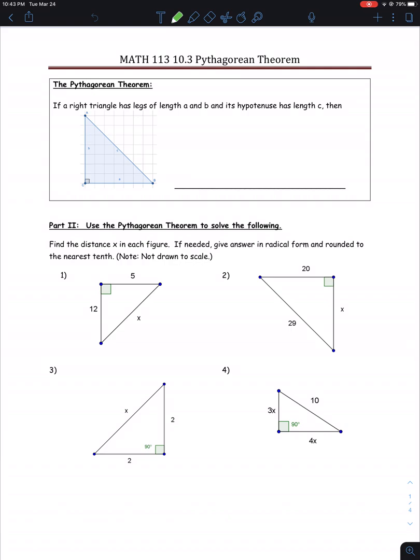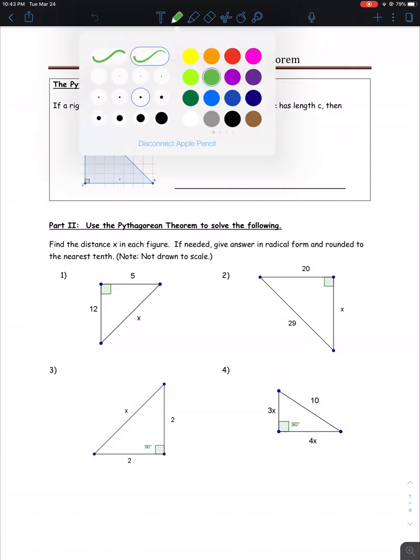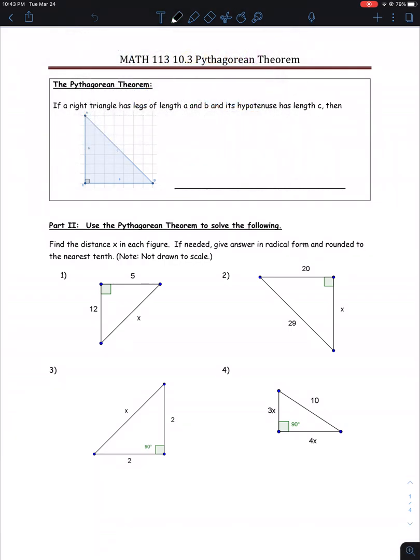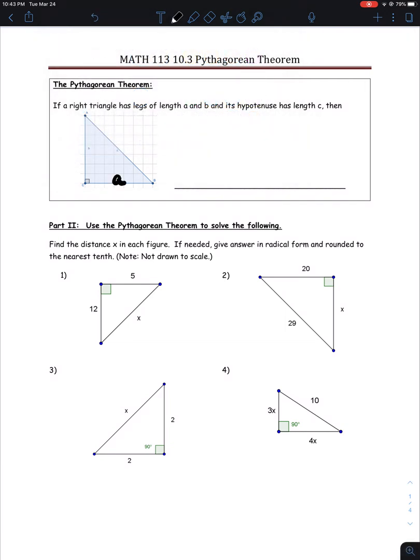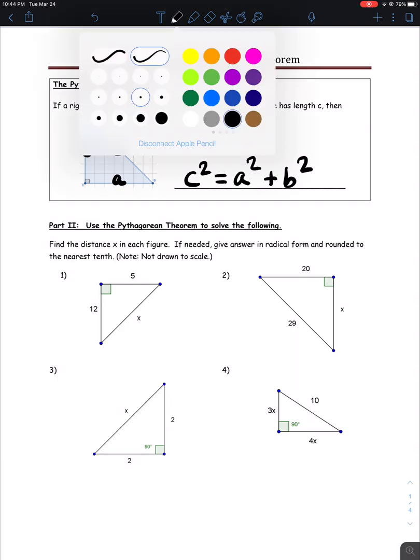If we look at the theorem, it says given a right triangle that has legs of length A and B, and its hypotenuse has length C. In this case, it's a little hard to see, but here there would be our A, this would be our B, and this is our C. So the idea is the square of the hypotenuse is equal to the sum of the squares of the other two legs. So in this case, c squared equals a squared plus b squared. And again, this works just because we've got a right triangle. This isn't true if we don't have a right triangle.